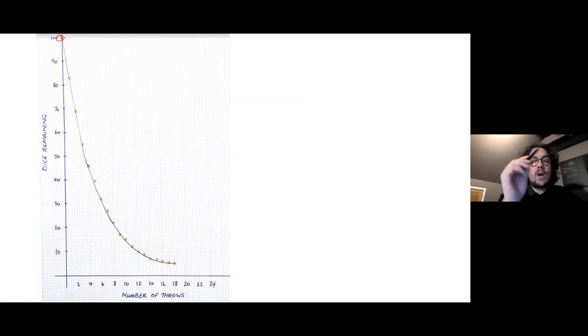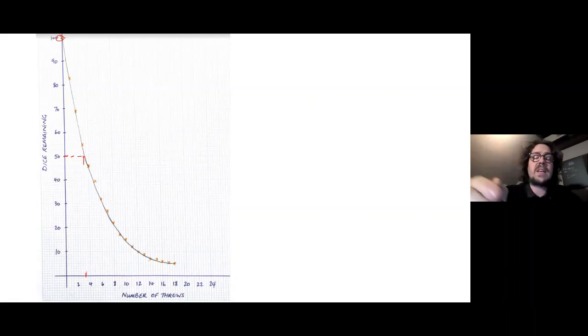Now, in an exam, you might well be asked to determine something like the half-life, how long it takes for half the sample to decay. To do that, you have got to look at how many half is. In this case, it is 50, quite conveniently, because we started with 100. And that, look, takes about 3 throws. So that's how long it takes for one half-life, in this case, 3 throws.